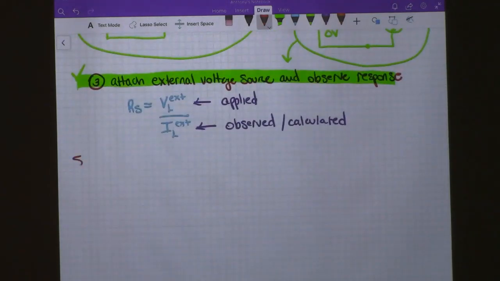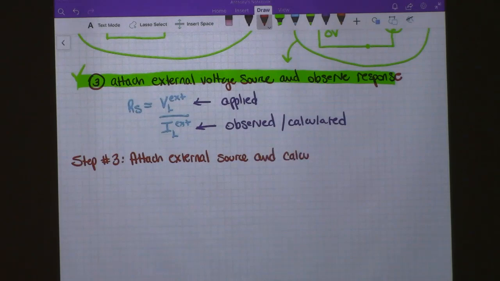So step number 3 is going to be attach an external source and calculate IL external.